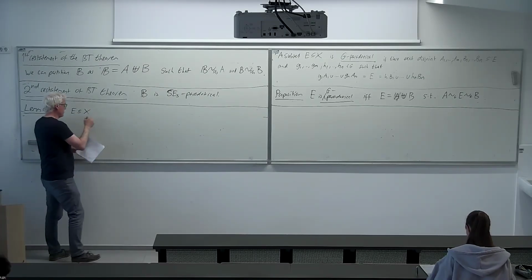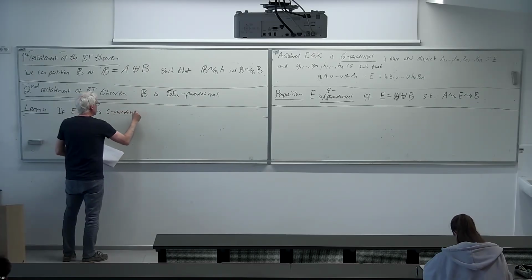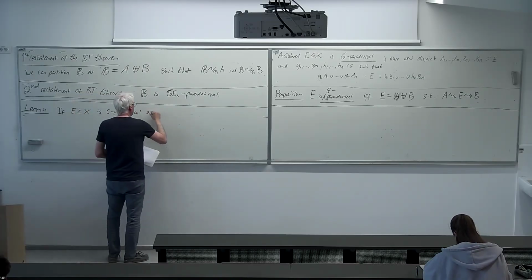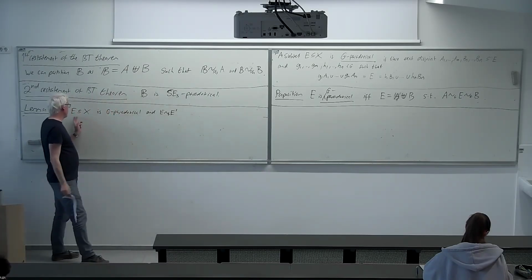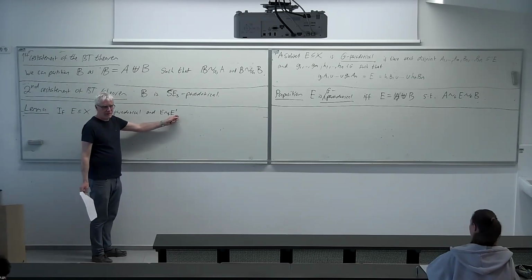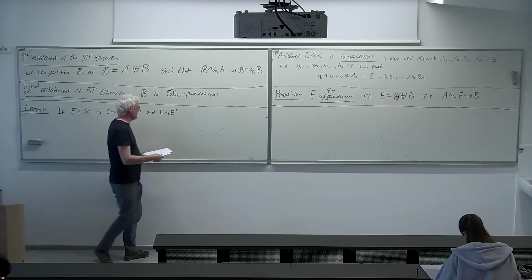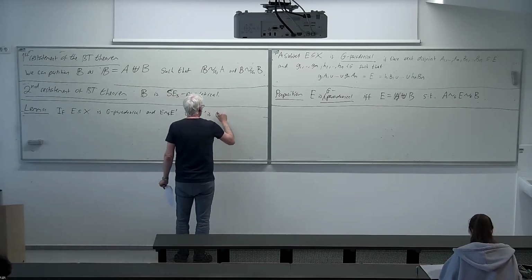So if you've got some G-paradoxical set E, and it's equidecomposable with an E prime, so we can cut E into finitely many pieces and move them around to get E prime, staying disjoint in this case, then E prime is also G-paradoxical.